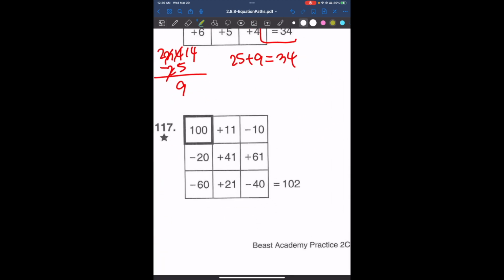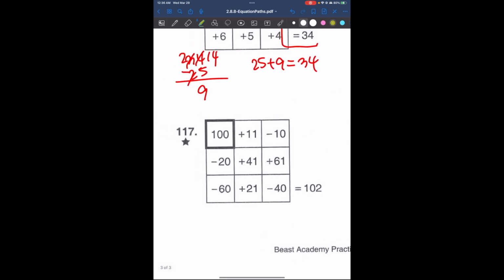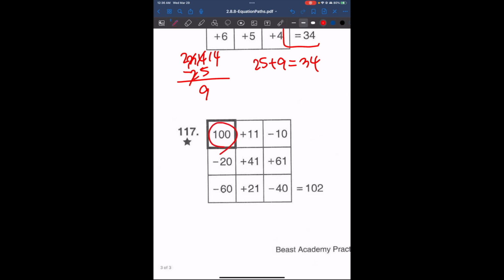And then finally we have our last problem, 117. So the number that we're starting with is 100, and we want to end with 102. So basically, again, the path must add up to 2. Now this problem is a bit trickier because the numbers involved are now bigger. So the calculations are harder, but I'm sure that we can all do this.